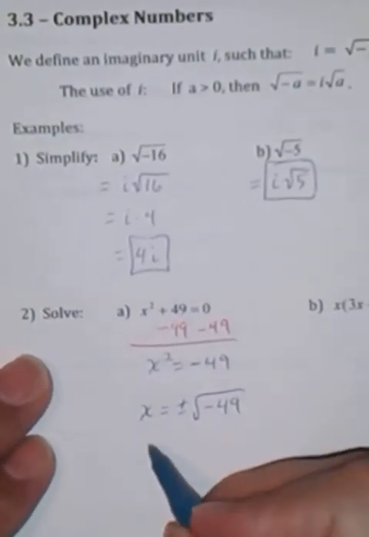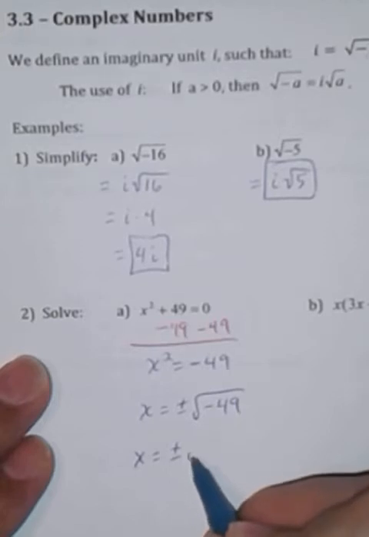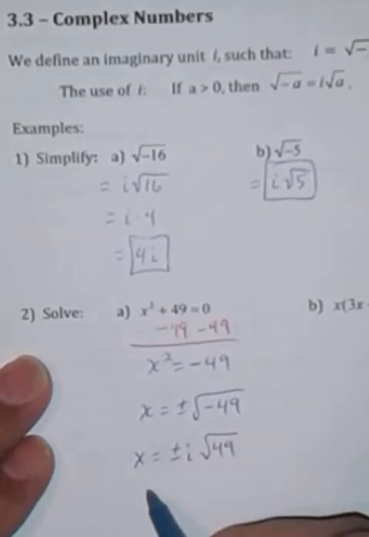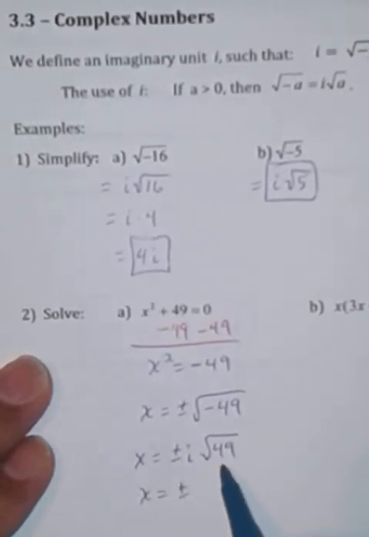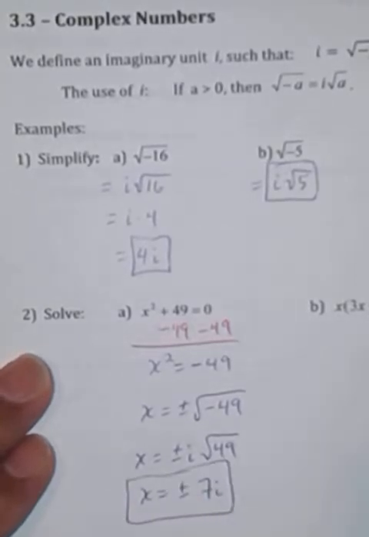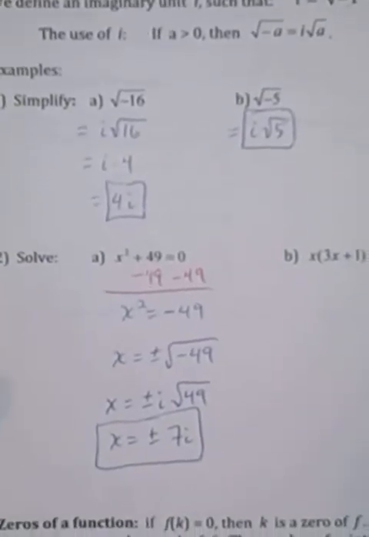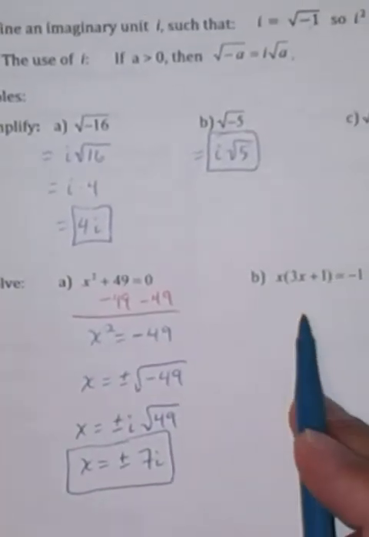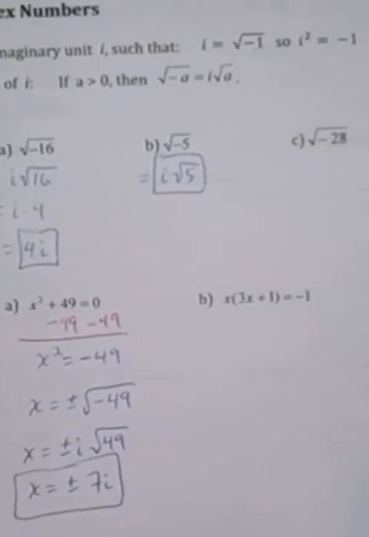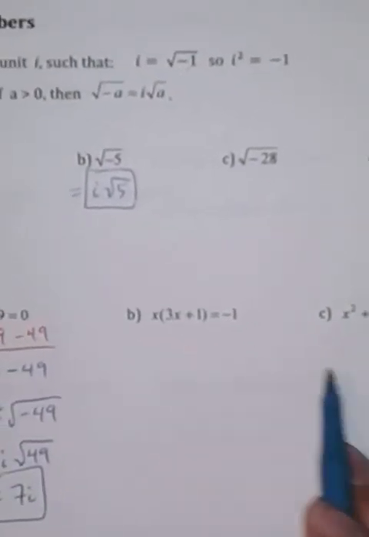And we just said we can do that. x is plus or minus i square root of 49. So x equals plus or minus, square root of 49 is 7, so I will write 7i. Notice 7i is an imaginary number, right? We cannot count to 7i or stuff like that. Okay, let's try letter C, and then we'll leave B for class.